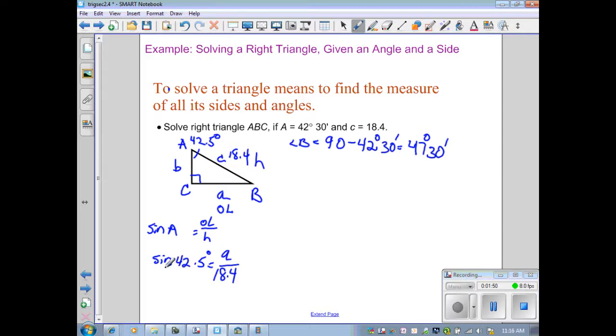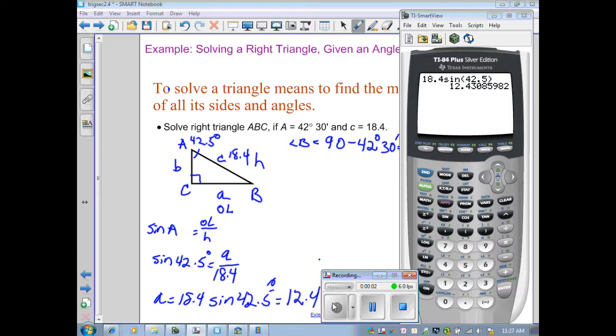I can then solve this problem by multiplying both sides by 18.4. So my solution for A should be 18.4 times the sine of 42.5 degrees. Now all I need to do is enter this equation into my calculator, 18.4 sine 42.5 degrees, and I get the final approximation to be 12.4 for the measure of side A.